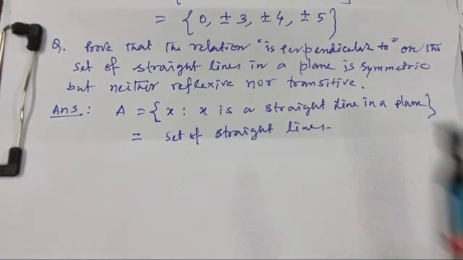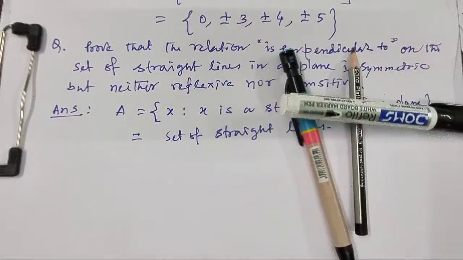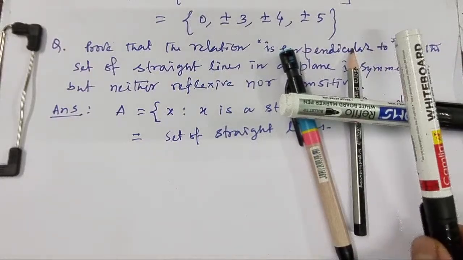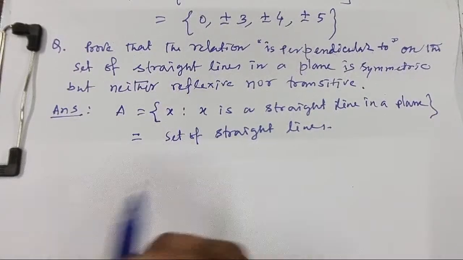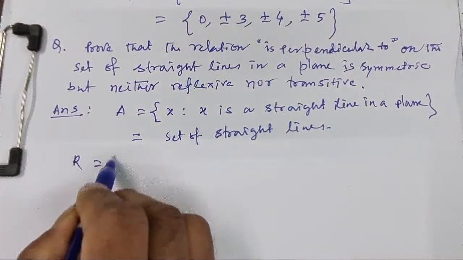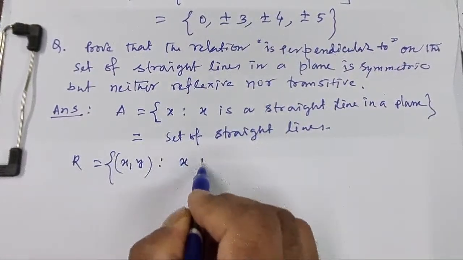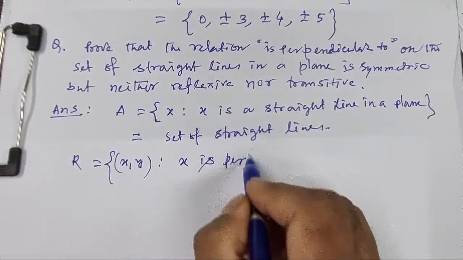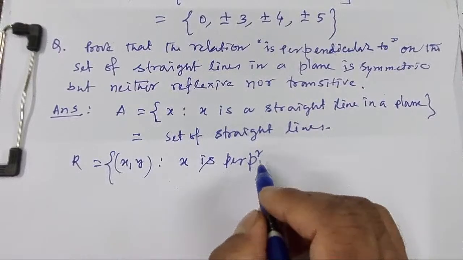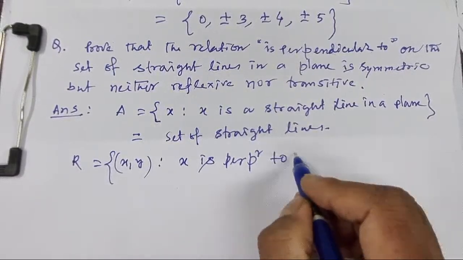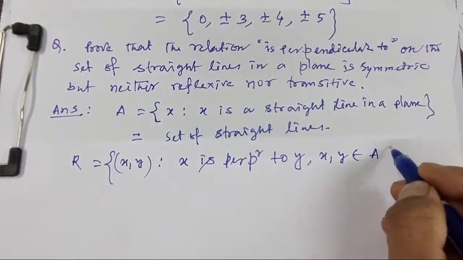Now you understood? Like this straight line, this straight line, this straight line, all look like this. These are all straight lines. Now I have to prove what? The relation is what here? Relation R is (x, y) such that x is perpendicular to y, and (x, y) belongs to set of straight lines.